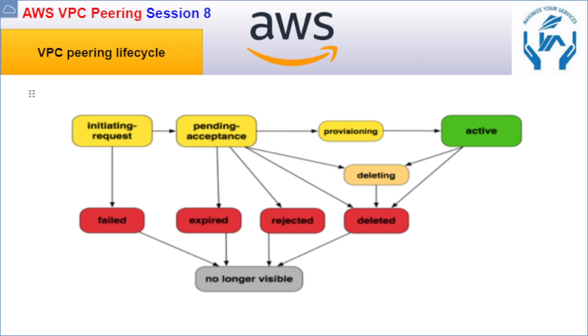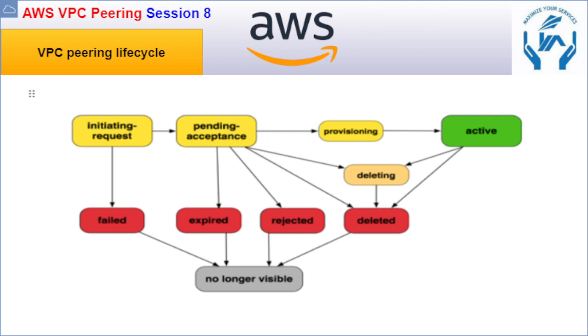So here is another important part, the life cycle of a VPC peering connection. First is initialization of the request. As the requester initializes your request, it can fail due to some configuration, like internet connectivity, IP addressing mismatch, policy rules, or other things.